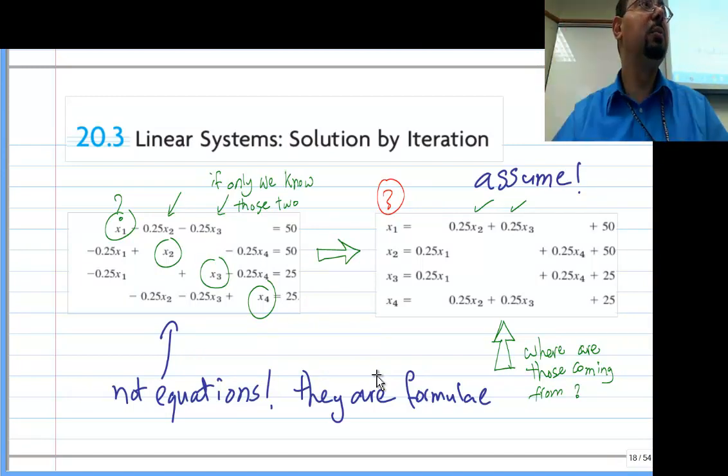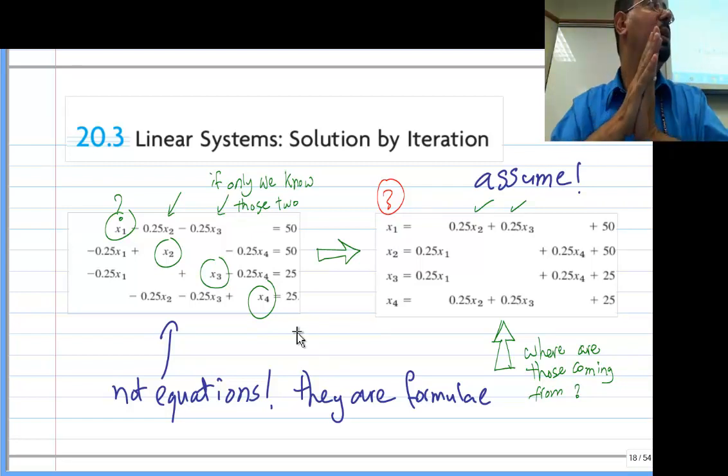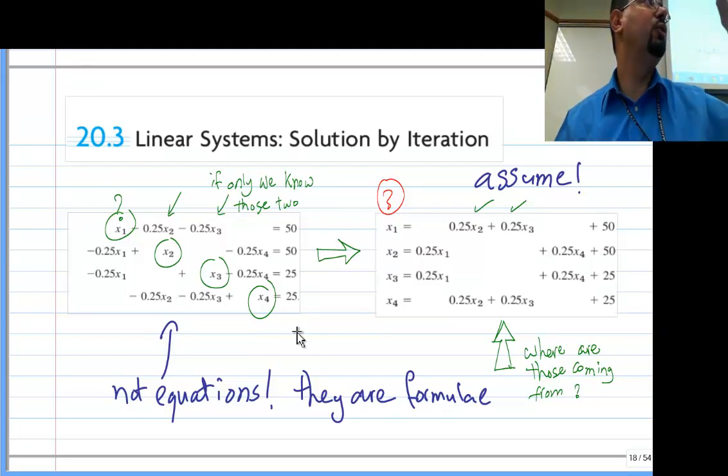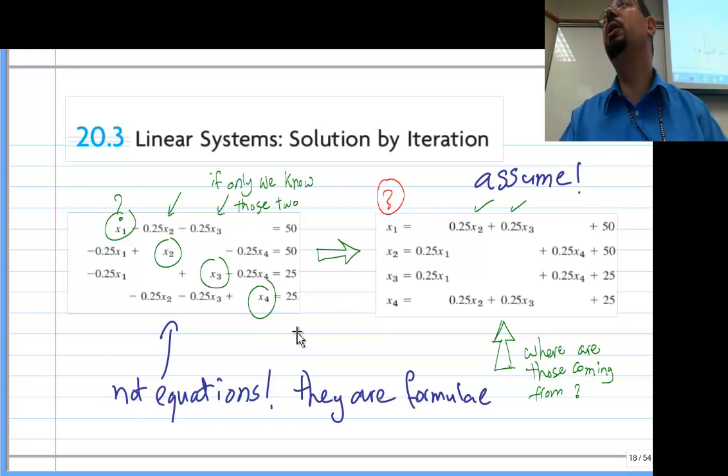You keep trying until the x's that you are using are the x's you are calculating. The x old is the same as the x new, or close by, or the difference between them is less than your margin of error. You are happy. You know the difference is 4 digits. They are almost the same. We are good. We are done. So that's what the iterative method is, right?